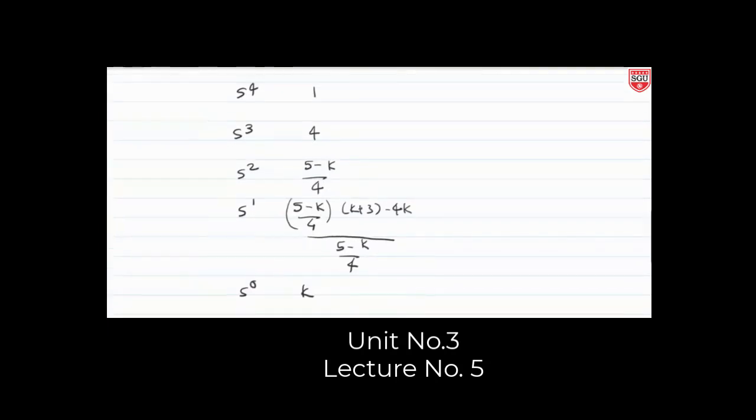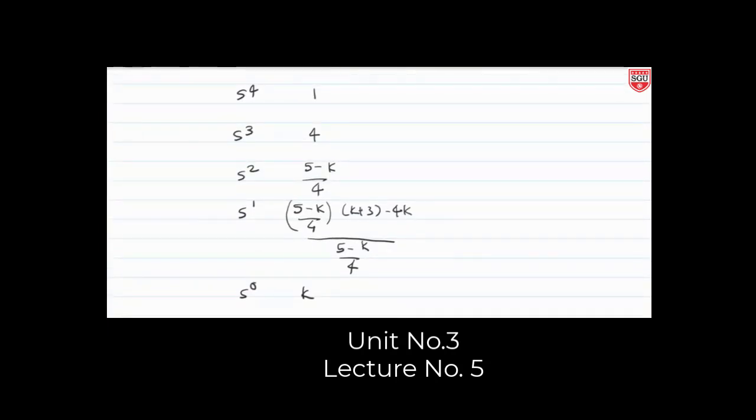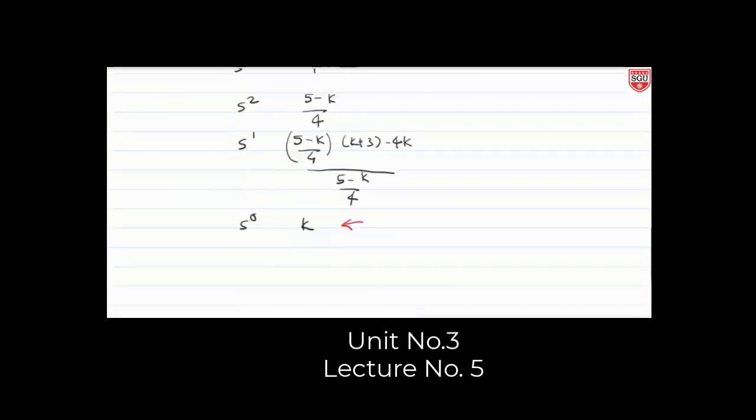Now what I have to do is find the range of k. For a stable system, all elements of the first column must be positive, meaning all should have the same sign. So we will start from the row at the last. What it is saying, we can conclude here from the s raised to 0 row: k should be greater than 0. This is our first condition.